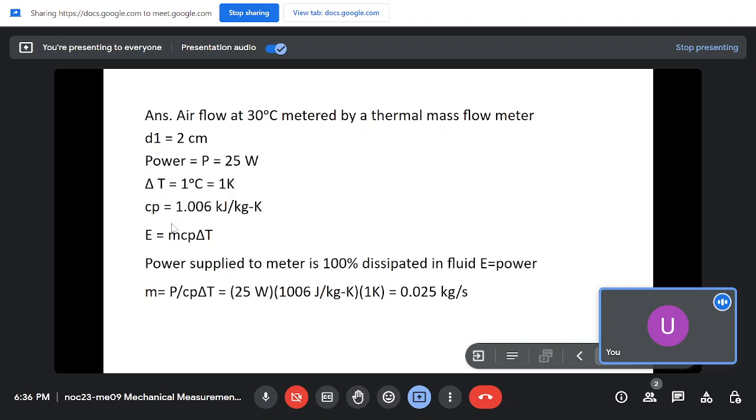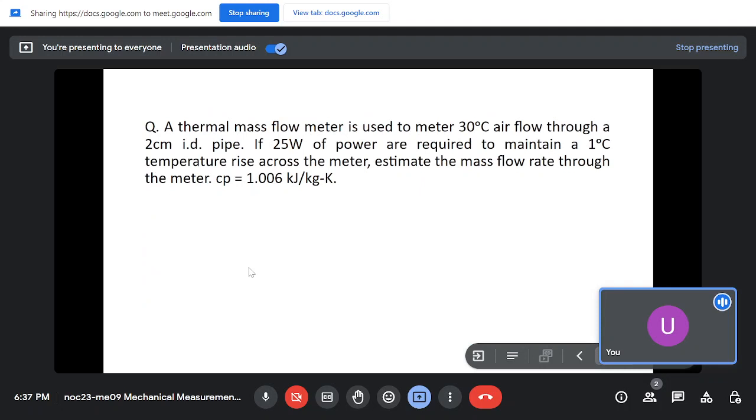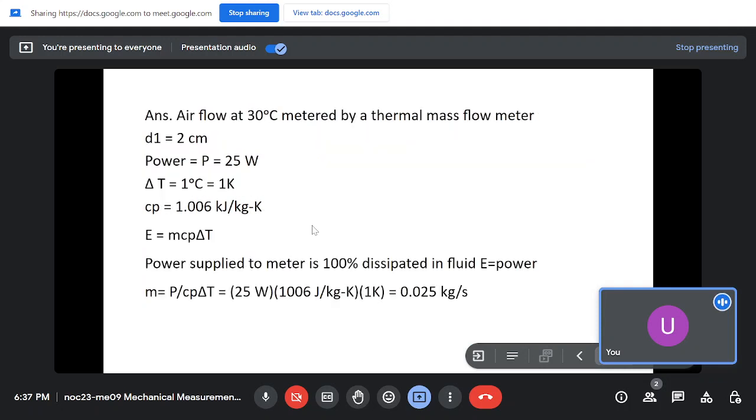So m is power divided by Cp delta T. Power is 25 watts divided by 1006. What was given is 1.006 kilojoule per kg Kelvin, so here we converted it to joule per kg Kelvin, times 1 Kelvin. So that will give you 0.0025 kg per second.